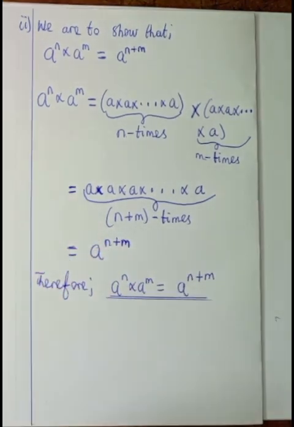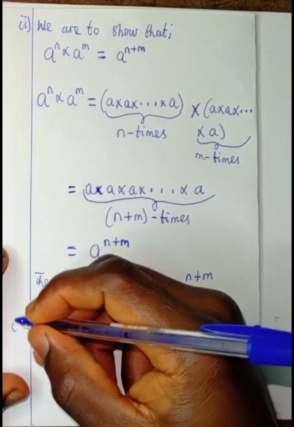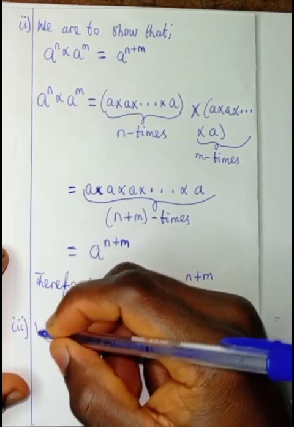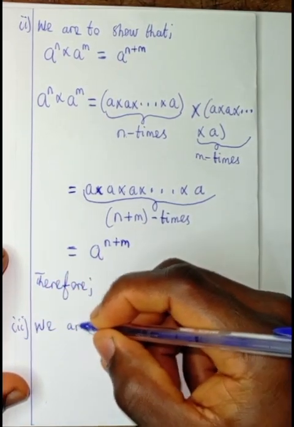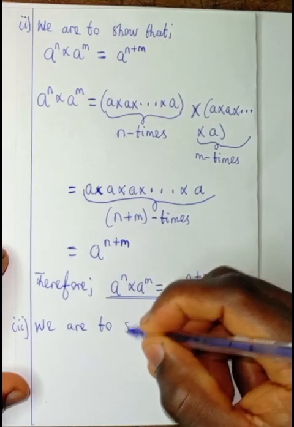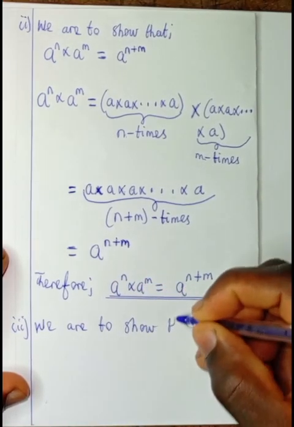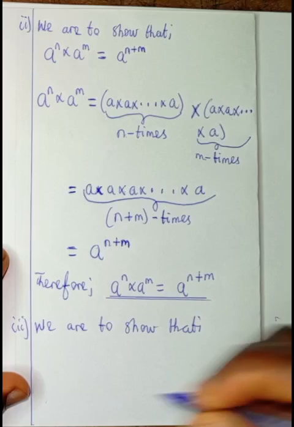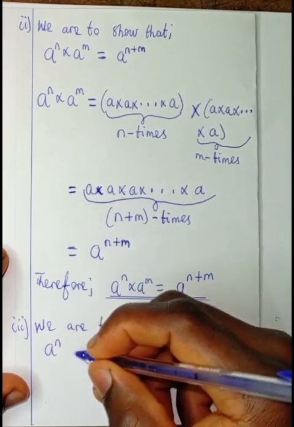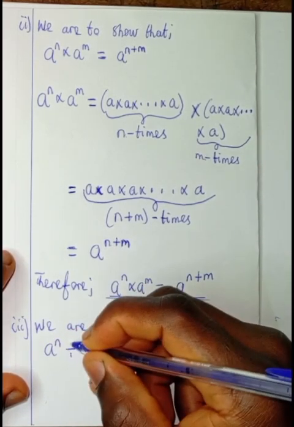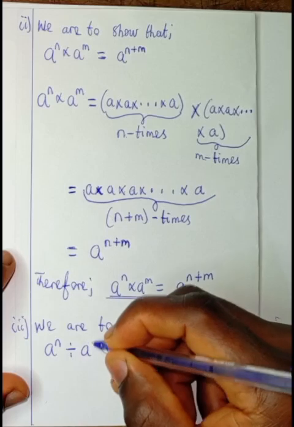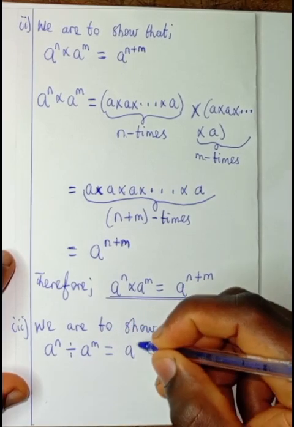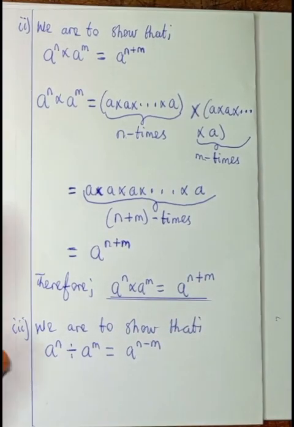We go now to 3i. For 3i, we are to show that a raised to the power n divided by a raised to the power m is equal to a raised to the power n minus m.